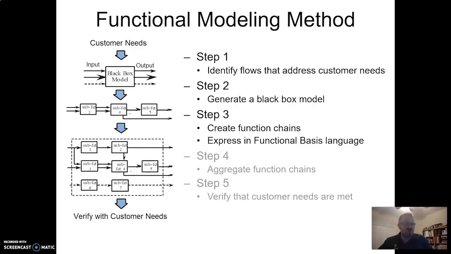For the purpose of what we're doing in DFMEA, what I'm going to show is that you can use the functional basis as a way of directing your thinking to identify functions and flows that you might not normally think about if you were just thinking first about the parts in the system. So the functional basis is here to help with that.